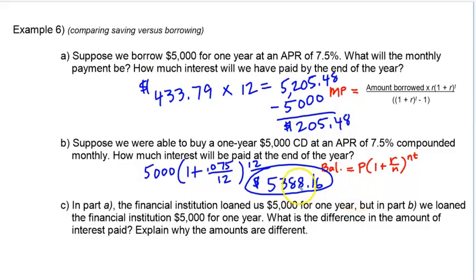Interest paid to us at the end of the year, going back to letter B, would be $388.16. So the question really being asked in letter C is, why is there a difference here? If we're investing, we would get paid $388.16. If we're loaning, or if we borrow, we would pay out interest of $205.48.